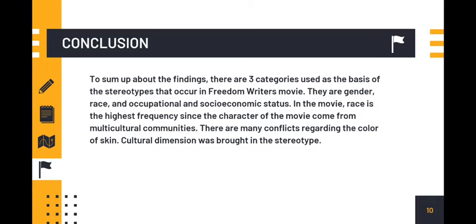And then we'll come to the last part, that is conclusion. So to sum up the findings, there are 3 categories used as the basis of the stereotypes that occur in the Freedom Writers movie. They are gender, race, and occupational and socio-economic status. In the movie, race is the highest in frequency since the characters of the movie come from multicultural communities. There are many conflicts regarding the color of skin. Cultural dimension was brought into the stereotype as well.